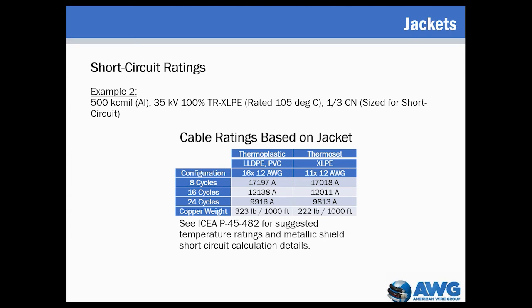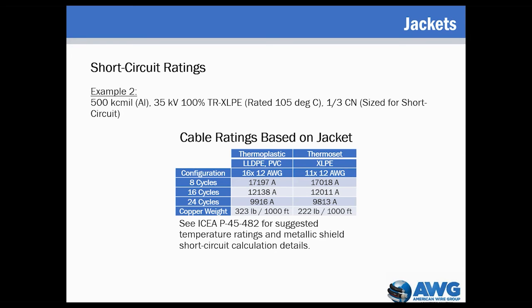For the second example, we will consider a 500 kcmil aluminum cable rated 35 kV with 100% insulation level, TRXLPE insulated and rated 105 degrees Celsius, with a 1/3 concentric neutral sized based on the short circuit capability, with a thermoplastic jacket as the reference. When a thermoplastic jacket is used, such as linear low density polyethylene or PVC, the maximum concentric neutral short circuit temperature would be 200 degrees Celsius. Since this is the reference design, the 1/3 concentric neutral is sized based on conductivity, resulting in 16 12-gauge bare round copper wires.